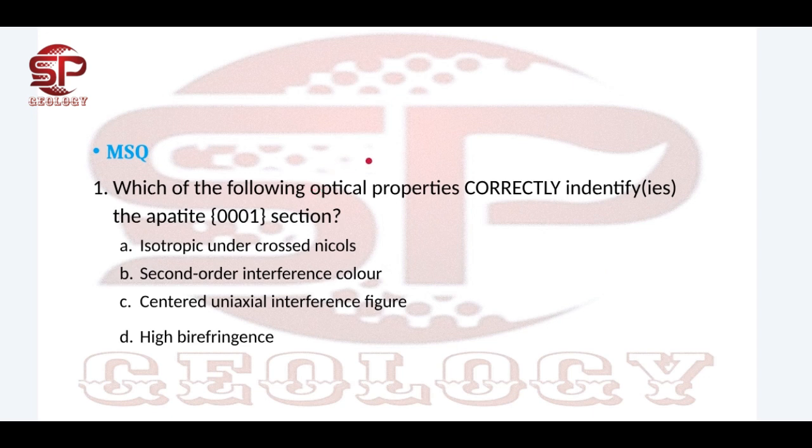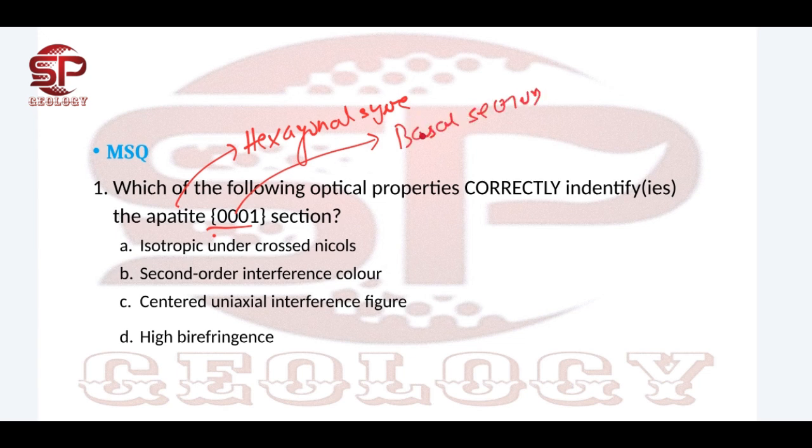Which of the following optical properties correctly identifies the apatite? Not one section. Apatite belongs to the hexagonal system, and this not one section is the basal section. The basal section of a hexagonal mineral or tetragonal mineral is isotropic. That's why the section will be isotropic under crossed nicols.